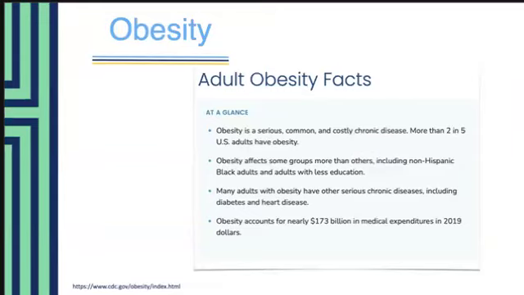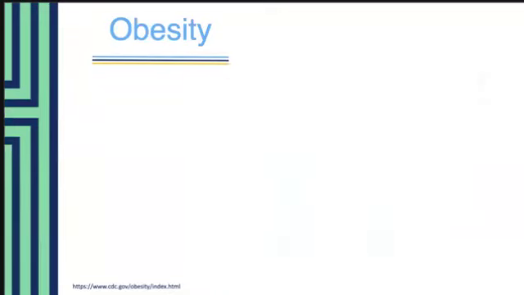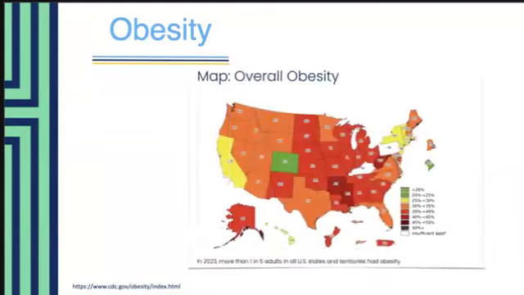Now, the CDC offers many statistics, some that include more than 2 in 5 adults have obesity. Additionally, those adults with obesity have other serious chronic diseases like diabetes, heart disease, and so on. So that is something to think about. Now, the next image here is an image of adult obesity prevalence map for the US. And this is, I think, 2023. So I thought this was an interesting statistic when you look at the United States.